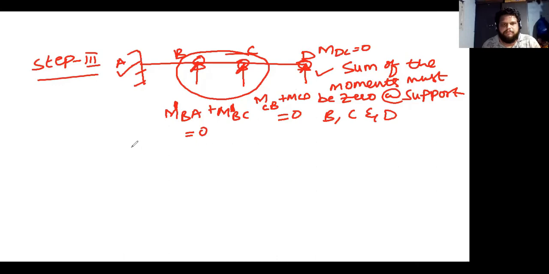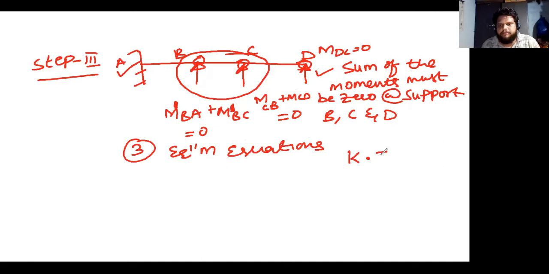So how many equilibrium equations do we have? 3 equilibrium equations. So how did I write these 3 equilibrium equations? On what basis did I get them? Based upon kinematic indeterminacy only. What is that kinematic indeterminacy? Kinematic indeterminacy is with respect to the degree of freedom.